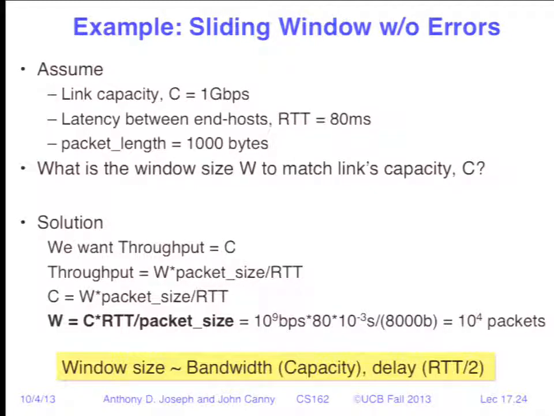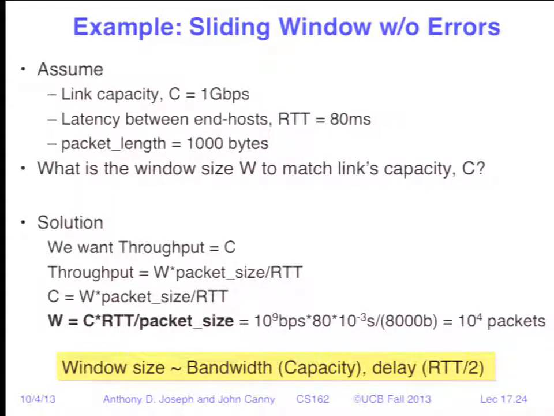Okay, but roughly, when you're trying to figure out what the window size is supposed to be, it's going to be proportional to the bandwidth of the link, or the capacity, times the delay. This is called the bandwidth delay product, because you multiply the bandwidth into the delay, and that'll give you what you want to set your window size to.